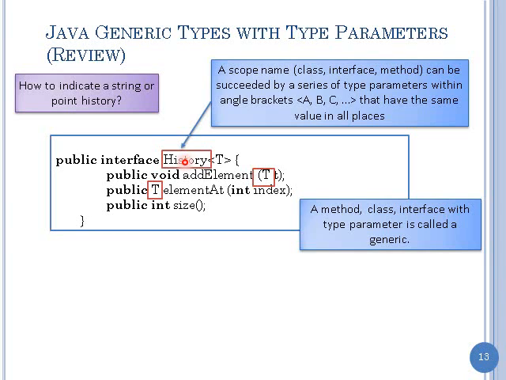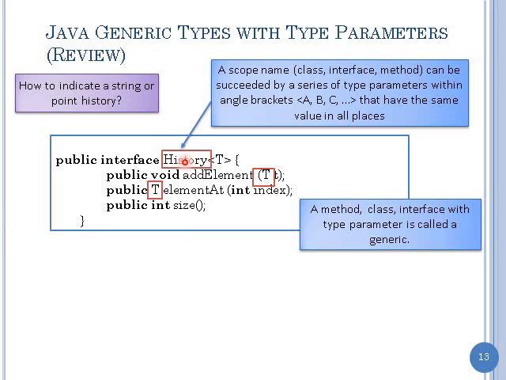So I want to declare a variable that's a point history. If I had a point history interface, I would say PointHistory, and then angle brackets, and give it some name.